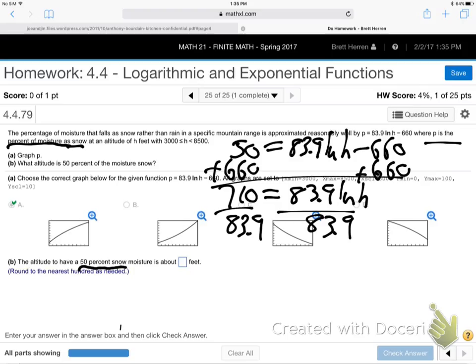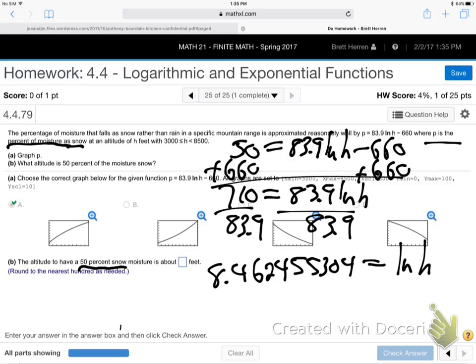I mean, I guess you could get a decimal right now. Yeah, I don't know. Maybe you could. All right, I'll do that. So 710 divided by 83.9. I'm getting 8.46. Use a lot of accuracy because I'm not done with the problem yet, right? 55304. I'll use all that stuff. Equals natural log H. We get to that point? Is all making sense to here?